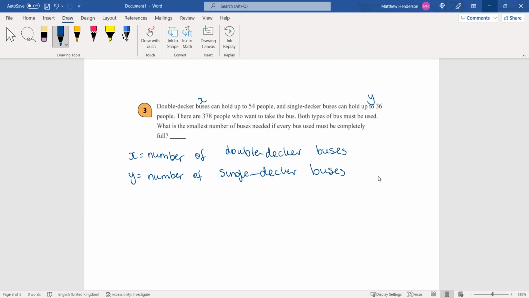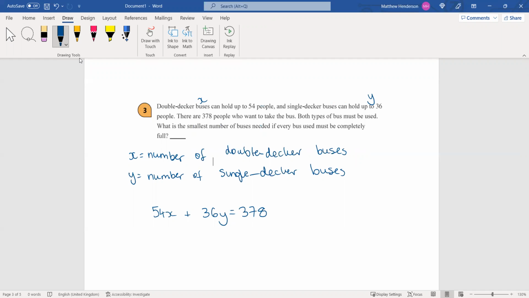So if every double-decker bus holds 54 people, that's going to be in total 54X people. So each X, each double-decker bus, we need to multiply by 54 because it says that every bus must be full, must be completely full. 54X plus each Y, each single-decker bus has 36 people, so that's 36Y. And in total, that's equal to 378.